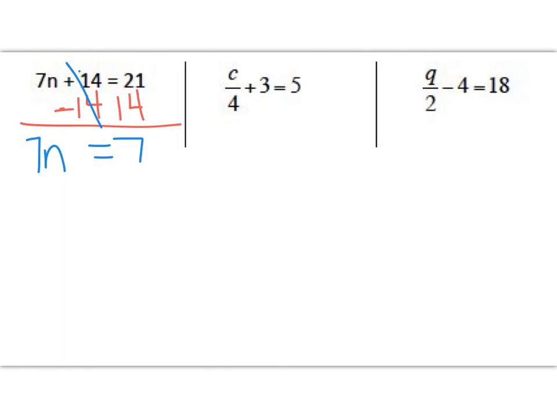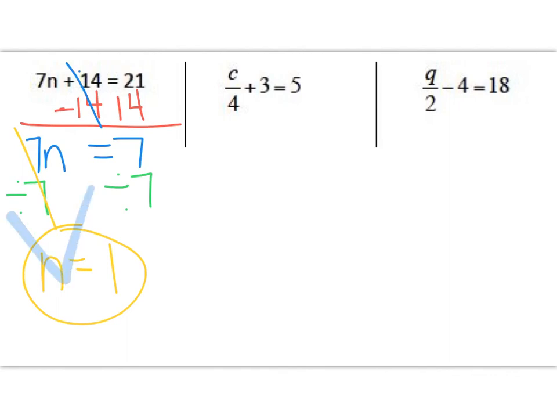7 is being multiplied by n, so since it's being multiplied, I need to divide by 7 on both sides. And let's walk through the cancellation. Multiplying by 7 and dividing by 7, opposite operations cancel. Bring down the n. 7 divided by 7 is 1. Let's check our answer. N equals 1. So if I multiply 7 times 1, which is what n is, I get 7 plus 14 equals 21. So, check.